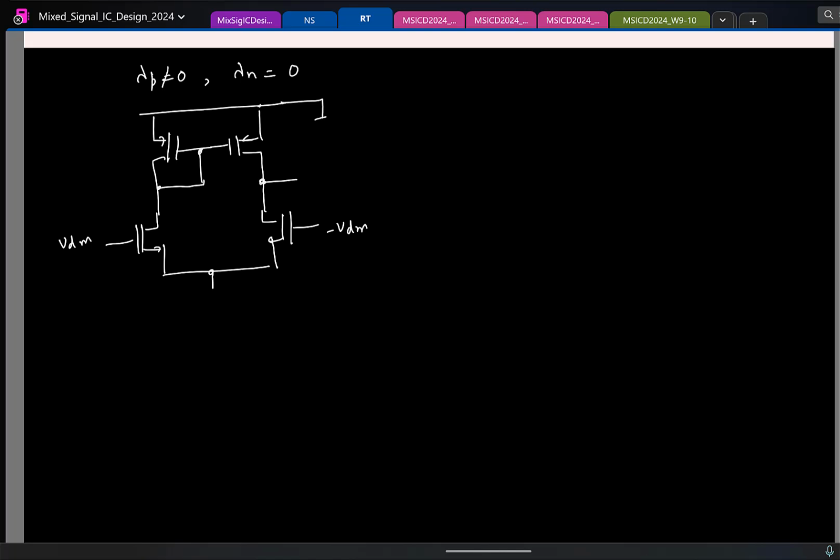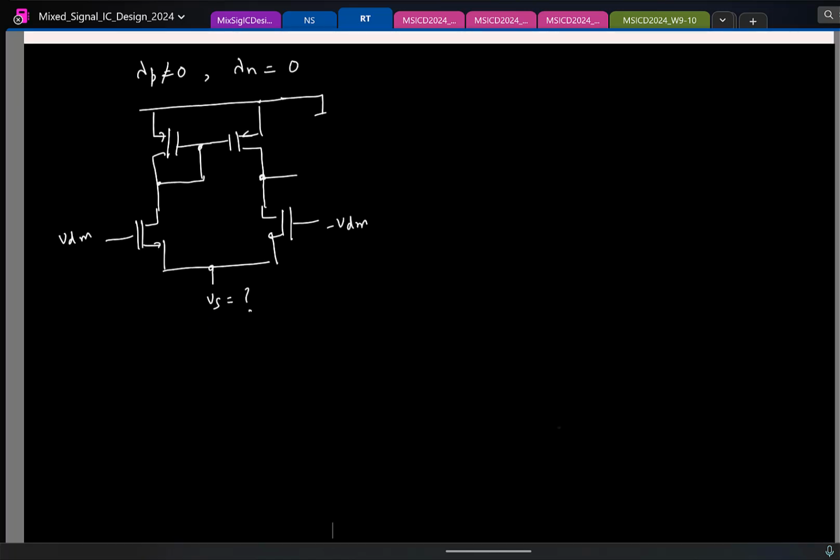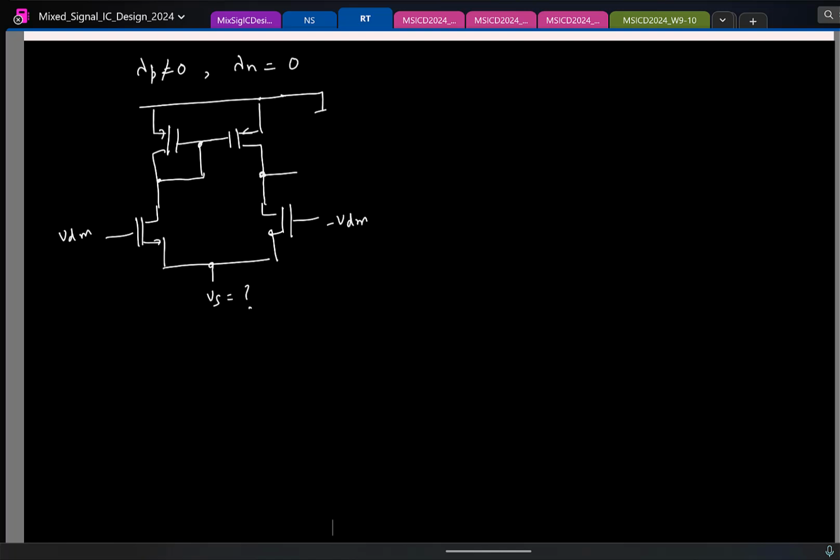So what is this tail node voltage Vs? Why was it 0? What is virtual ground? Sorry? Yeah, of course. When I draw things like this, the transistors on the left and the corresponding ones on the right have identical dimensions, unless otherwise mentioned. So what is Vs? You said 0, but why 0? If you don't know, how do you find it? You do the KCL, whatever.